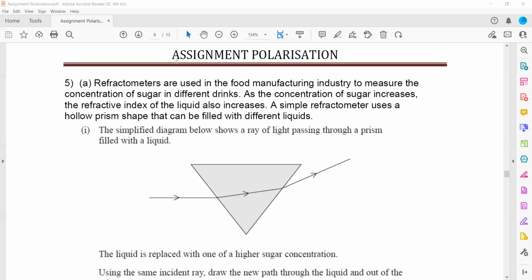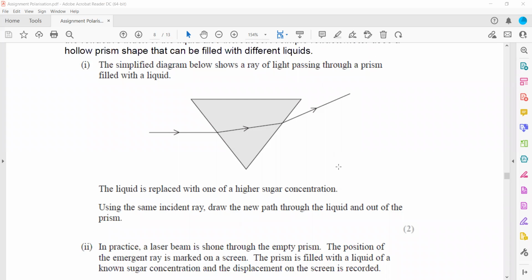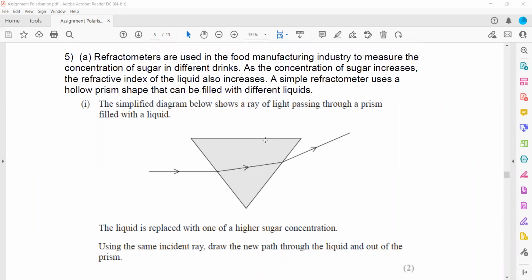The simplified diagram below shows a ray of light passing through a prism filled with a liquid. The liquid is replaced with one with a higher concentration. Like right now, there is one liquid present, but now we are using a liquid with a high concentration. Use the same incident ray, and draw the new path through the liquid and out of the prism.